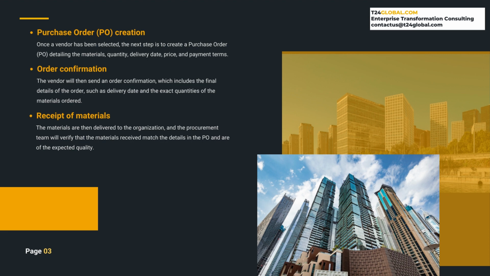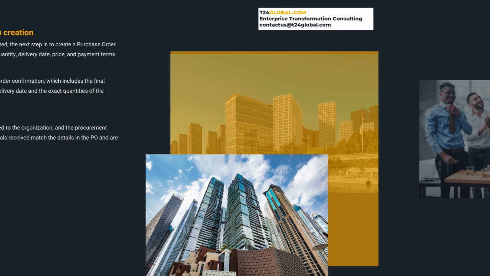The materials are then delivered to the organization, and the procurement team will verify that the materials received match the details in the PO and are of the expected quality. It is essential to inspect the materials carefully to ensure that they meet the organization's requirements. This stage requires a thorough inspection process to ensure that the organization receives the best quality materials.